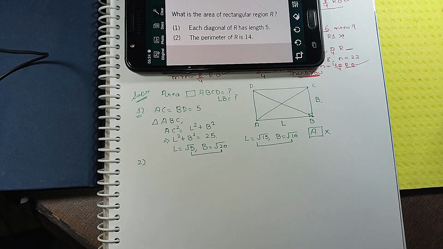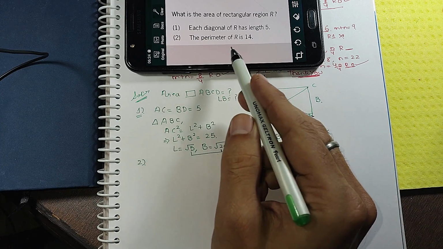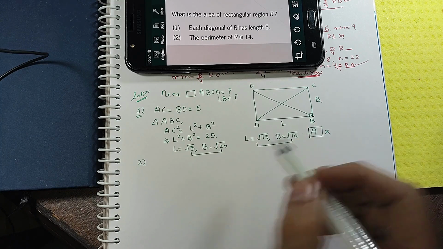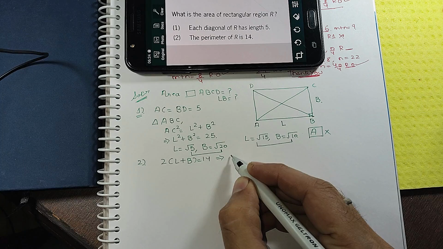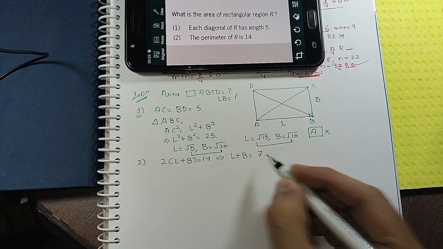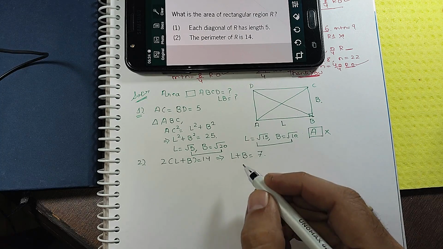Now moving to statement 2. Statement 2 tells us that the perimeter of R is 14. So perimeter means twice of length plus breadth equal to 14. This implies length plus breadth is equal to 7. Now there can be more than one option for this.